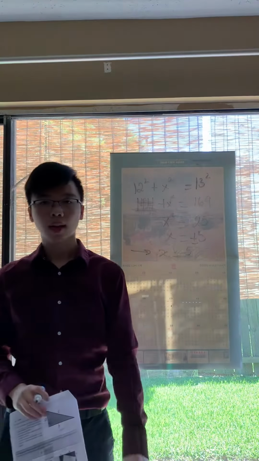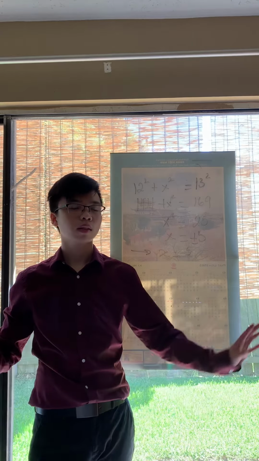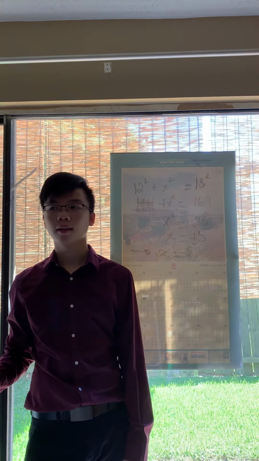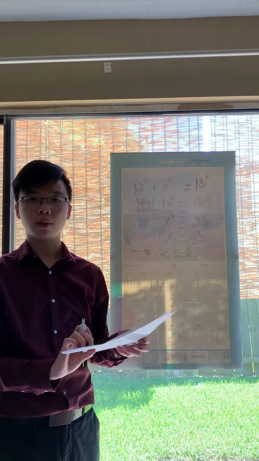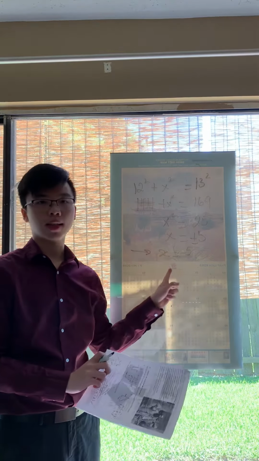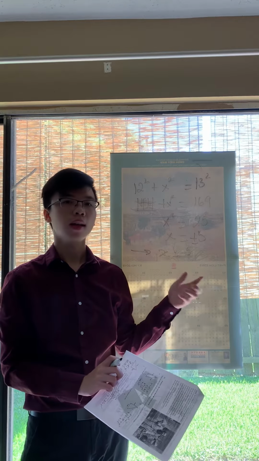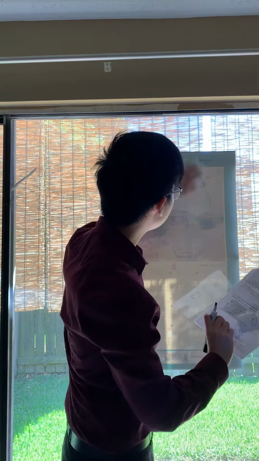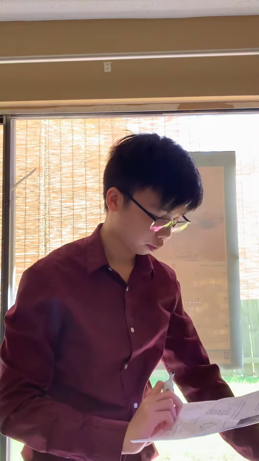Why did I drop the negative without any reasoning? Anybody have an idea? Yes, because we're dealing with shapes. The length of a shape cannot be negative, so it always has to be positive. That's kind of common sense.